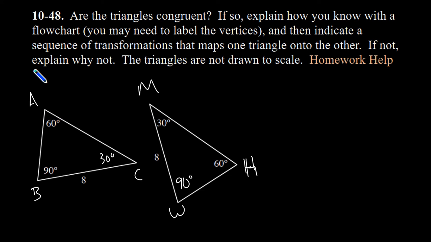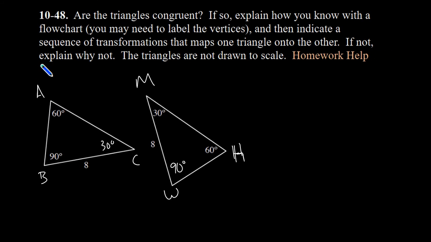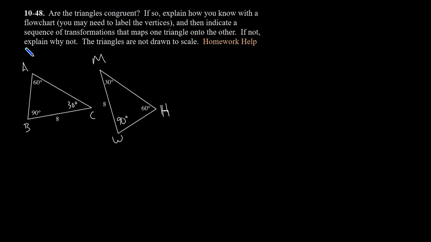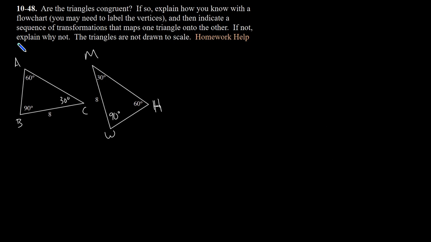So let's talk about how we could construct a flowchart proof. At the bottom of the flowchart proof, I know that I end up getting that they are congruent using the method, side-angle-side. So I am going to have congruent triangles, and they're going to be congruent by side-angle-side. I do have that the sides that are 8 are both congruent, right?